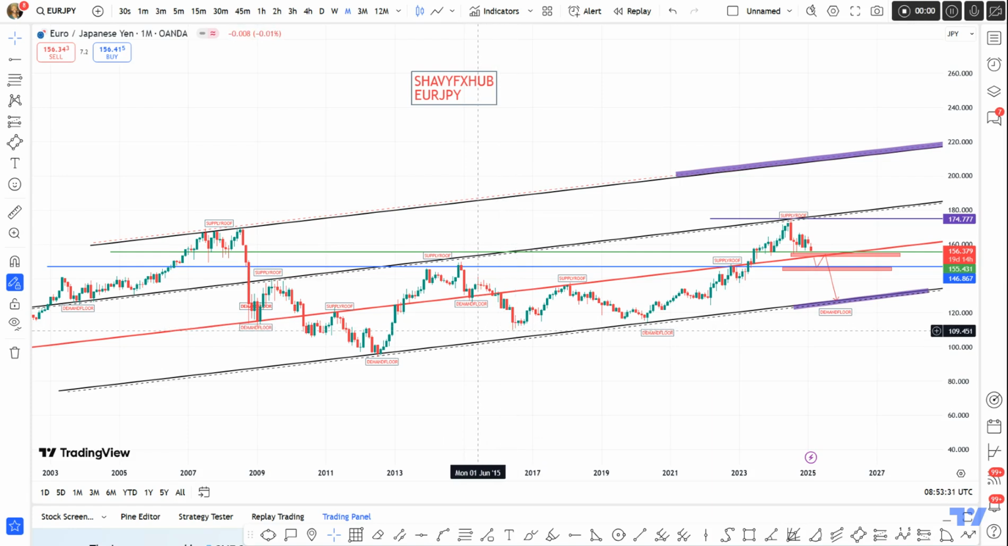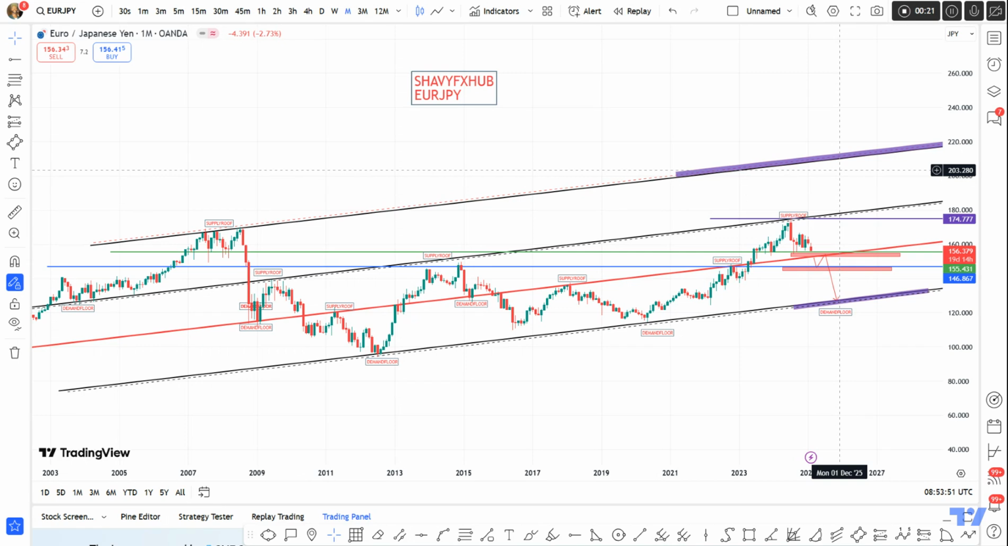JPY, and we want to look at many pairs of euro as base currency. So we want to look at euro GBP, we're going to look at euro USD, we're going to look at euro CAD. So we started with euro JPY, and we focus on the monthly time frame.